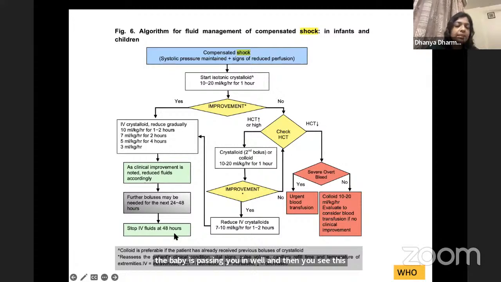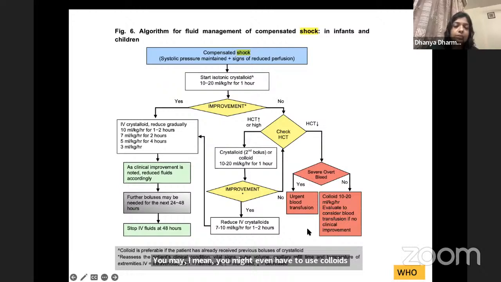So whether it is the Indian guideline, the WHO guideline, or the Sri Lankan guideline, all guidelines, even in a shock patient, ask to stop IV fluids at 48 hours if there is improvement. Now, if there is no improvement, you need to look at the hematocrit, and then you can give the second bolus. If there is improvement, again you follow the same step of gradually reducing the IV rate. But if the hematocrit has fallen, you might need an urgent blood transfusion, or you might even have to use colloids.